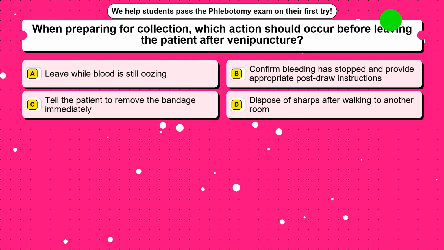Question 90. When preparing for collection, which action should occur before leaving the patient after venipuncture? Option A: leave while blood is still oozing. Option B: confirm bleeding has stopped and provide appropriate post-draw instructions. Option C: tell the patient to remove the bandage immediately. Option D: dispose of sharps after walking to another room.